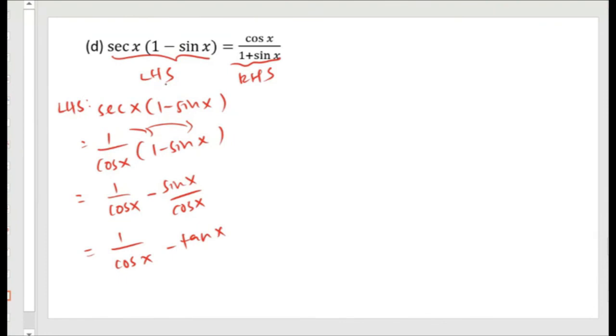And this is the left hand side. It's not equal to the right hand side, right? So never mind. We can do the right hand side also. Left hand side, we stop here. Then we'll continue with the right hand side. We start from the right hand side, cos x over 1 plus sine x. See, you can do until this step, 1 over cos x minus tangent x. Yeah, also proved already, because they all become the same at the end.